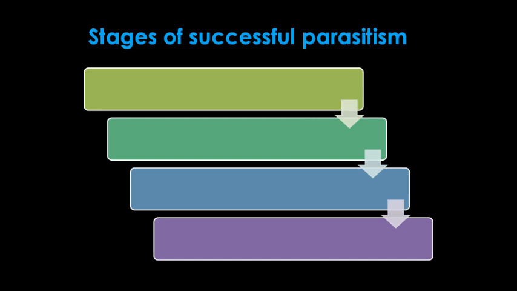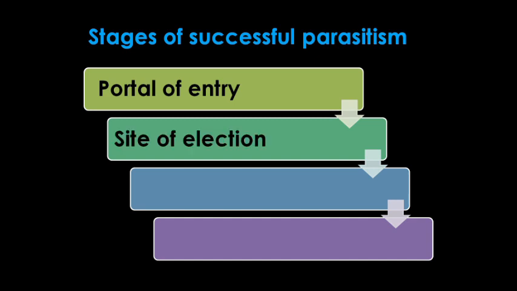Now we will discuss the stages of successful parasitism. The first stage is that the infectious agent finds the portal of entry by which it may enter the host. There are many portals of entry like respiratory tract, alimentary tract. Specifically, coronavirus finds its portal of entry via the respiratory tract.